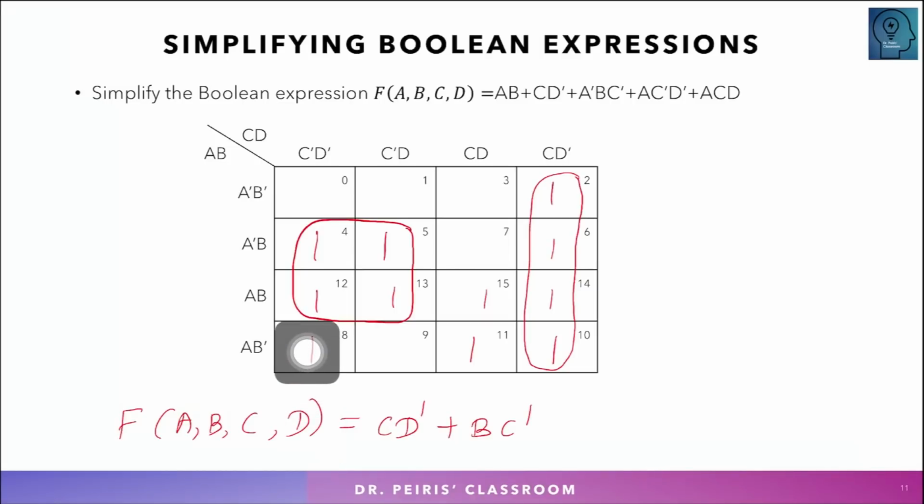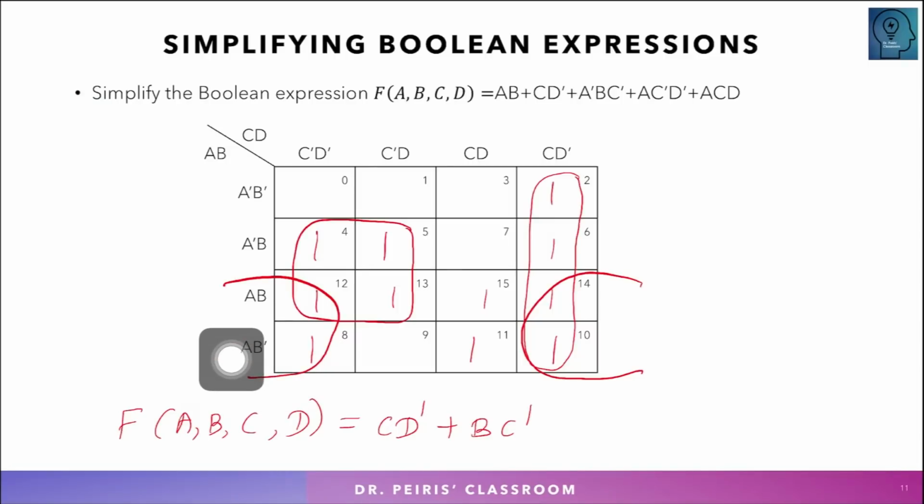Now how to group this one? You need to think how to group that one. We can do only these two, but that's not the best way. You must do like this. This is the best way to do that. You combine that, so that's the best way. What's common for that? A, and this column is D prime. It's going to be AD prime.